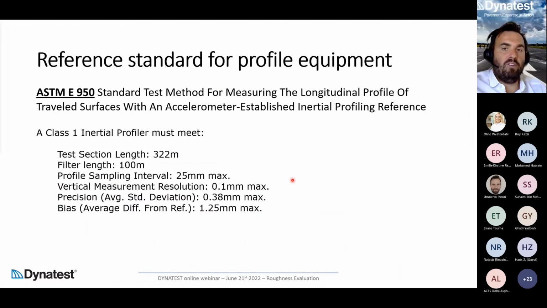So the reference for this type of equipment is the E950. And here you can see some requirements. It's very important that the sampling interval is a maximum of 25 millimeters, and the vertical resolution is 0.1 millimeter. So these are the two main characteristics that the inertial profile needs to have to be in class 1.